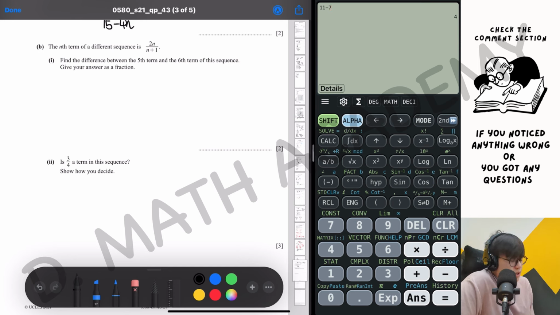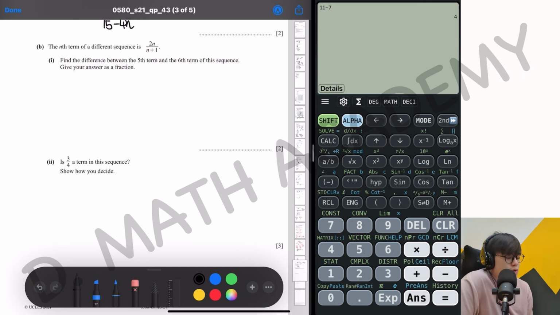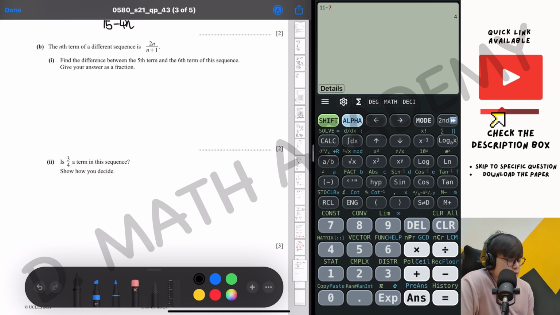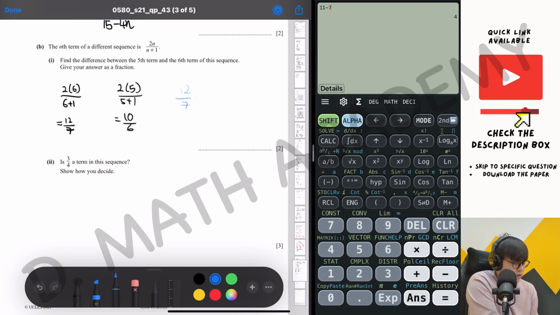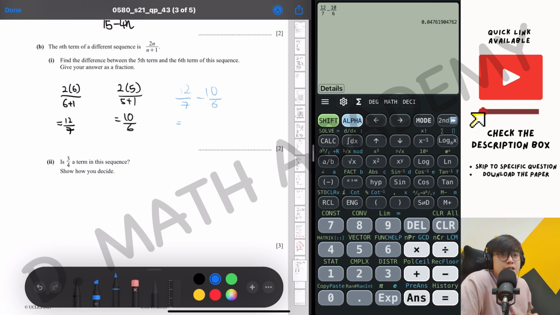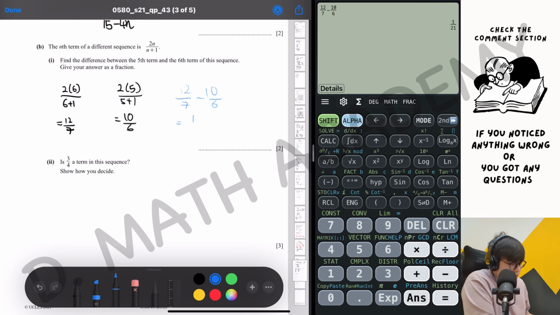In B, the nth term of a different sequence is 2n over n plus 1. Find the difference between the 5th and the 6th terms of this sequence. So you need to find the 6th term first, and then find the fifth term. The difference of this is actually 12 over 7 minus 10 over 6. So you get your final answer of 1 over 21 for this. So that's how you get it in fraction form.